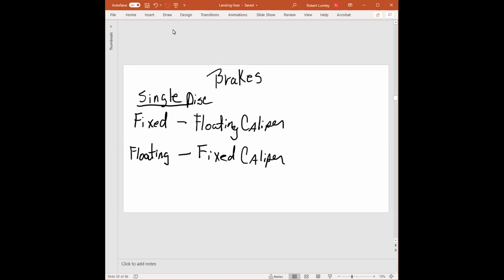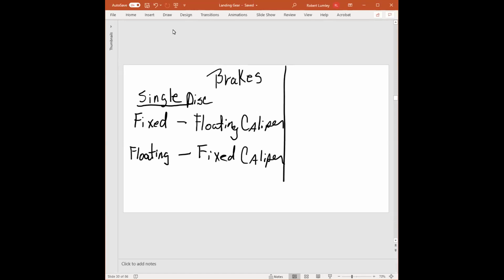So does anybody have a question as far as that goes? Keep in mind, we have single disc brakes. With a single disc, we have a fixed and a floating disc. A fixed disc has to be associated with a floating caliper, and a floating disc uses a fixed caliper. We're okay with that? Yes, it makes sense. All right.